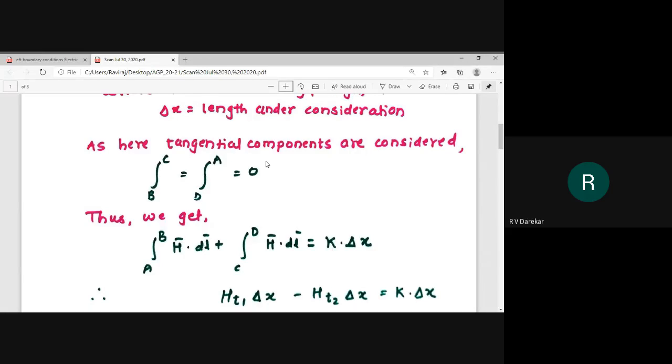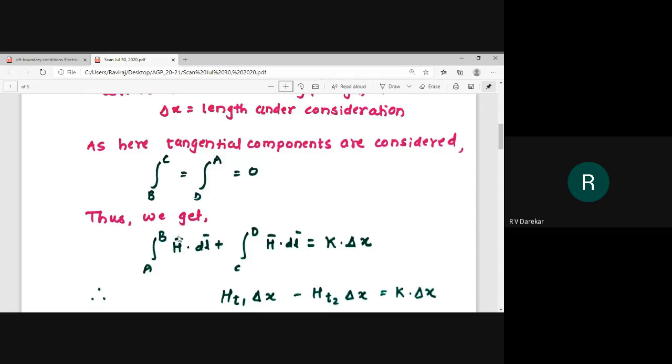Once again, I would like to repeat why we are using delta x. It is the indication that the line segments related to the horizontal and vertical components of the box or the surface or the loop are very small, and therefore it can be indicated by delta x or delta y. Therefore, the integration A to B of h bar dot dl bar will be contributing ht1 delta x minus ht2 delta x is equal to k into delta x.